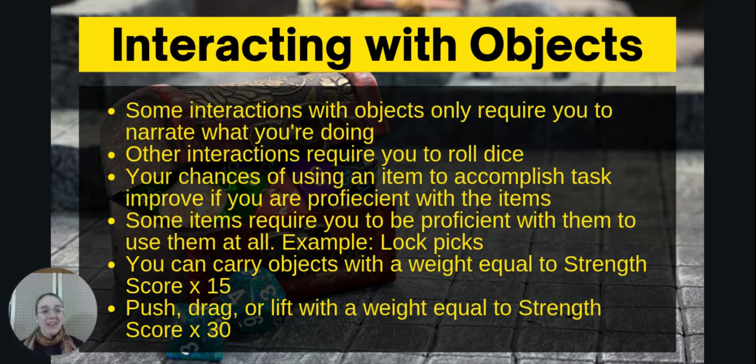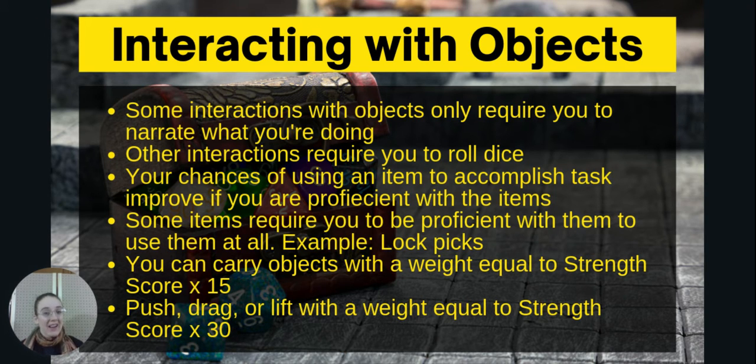Now we're talking about interacting with objects. So some interactions with objects only require you to narrate what you're doing. For example, my character opens the door. That doesn't require a dice roll. Other interactions will require you to roll dice. For example, your character is trying to disable a trap.